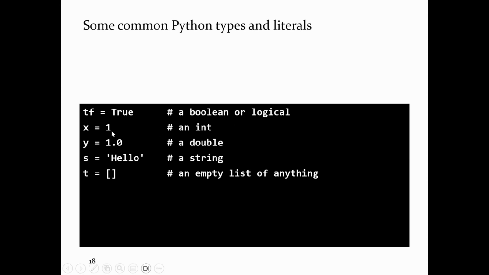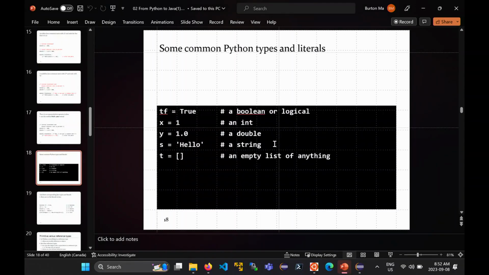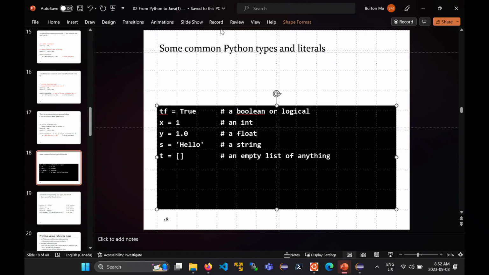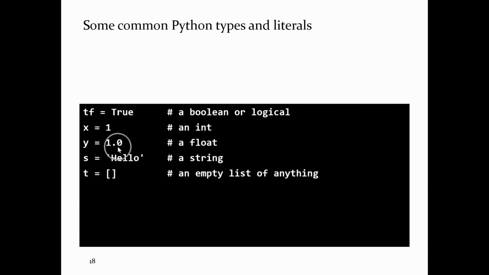If you write the number 1, that's an int in Python. If you write the number 1.0, that is not a double in Python, that's a float. So if you write the number 1.0 or anything with a decimal in it, you end up with what's called a float. That's a string. Square brackets, that's a list. There are other literals in Python as well. You have dictionaries, tuples, and other things as well.